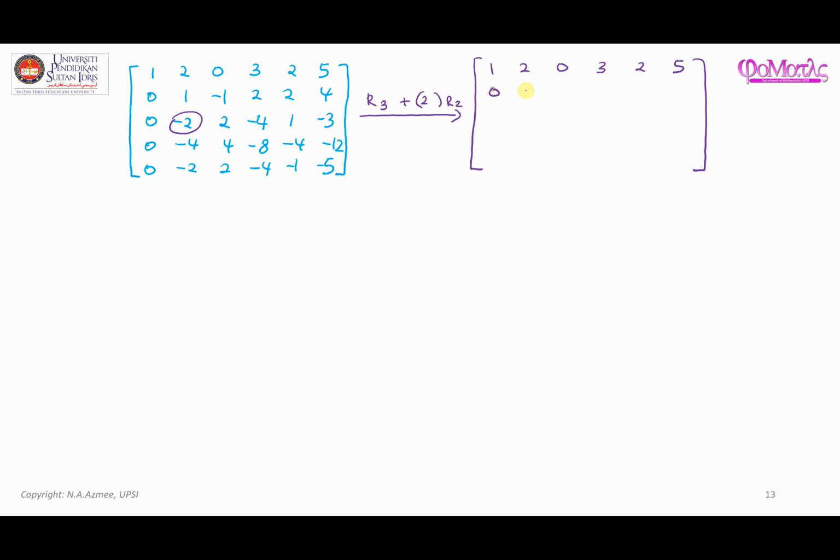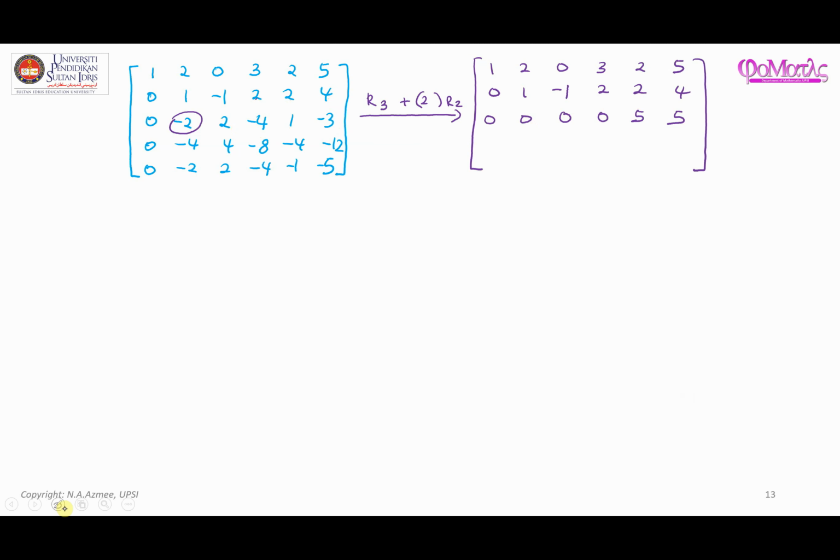Here we will have 0, 1, -1, 2, 2, 4. And for this one, 0 plus 0, 0, -2 plus 2, 0, 2, -2, 0, -4, 4, 0, 1 plus 4, 5, -3 plus 8 is also 5.